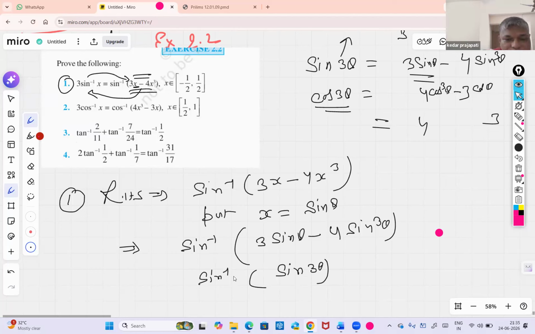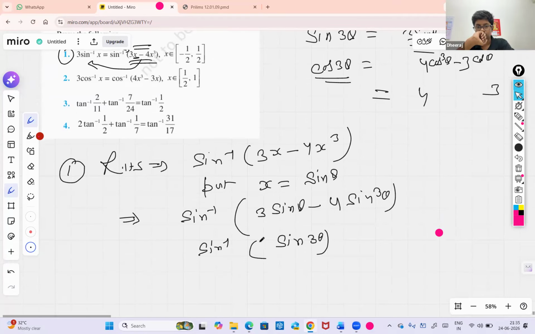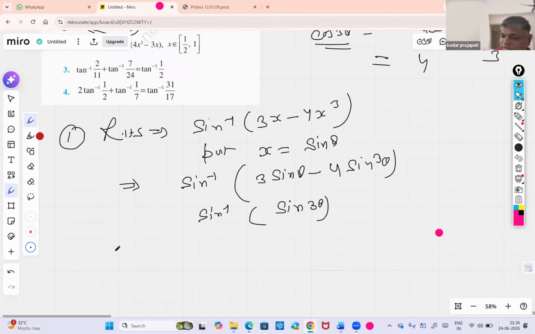Now it is not asking for any principal value. They have given it to confuse you. Because there is no angle or anything, everything will be inside the principal range only. So now sine inverse and sine will be cancelled. So this will be 3 theta. But this is not the answer.